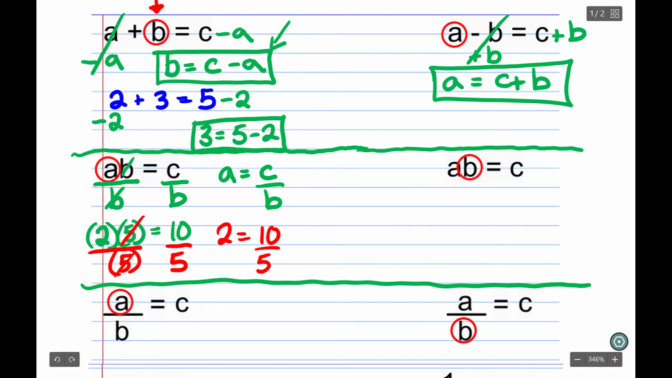If I go beside here, it's a similar thing. If I want to isolate b, that means I have to move a to the other side. So I'm going to divide both sides by a. That will cancel out the a. And so now I know b is equal to c divided by a.